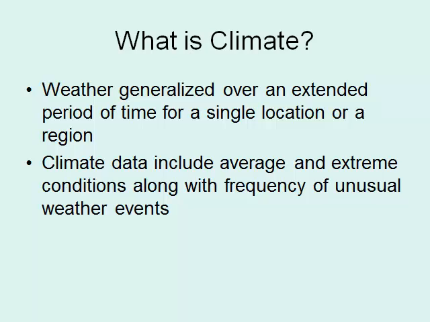That's how climate is different from weather. Weather is what is happening right then and there at one point in time, whereas climate is over a span of time. Climate data usually includes average, for instance, average temperature, or extremes such as extreme highs and extreme lows, along with the frequency of unusual weather events. So it could be average precipitation, extreme high precipitation values, extreme lows, and so on and so forth. Basically, any kind of weather data can be put into these climate trends.